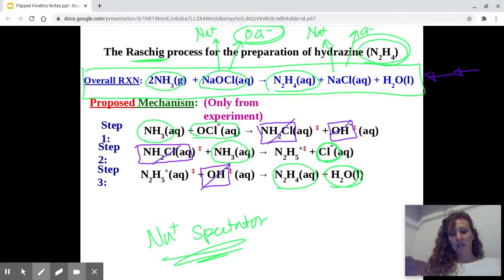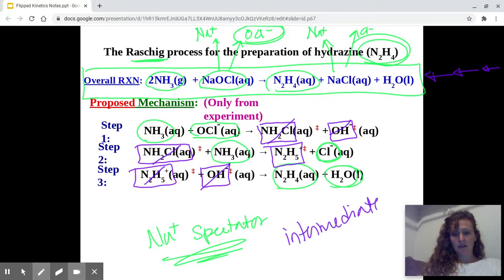Here we have a third intermediate, N2H5 plus, not actually in our overall reaction. It gets created in step 2. It gets used up in step 3. So these are our intermediates. They're created in one step, they're used in another step, and they're not actually included in the overall reaction. So why do we include them at all? Well, usually we don't, right?